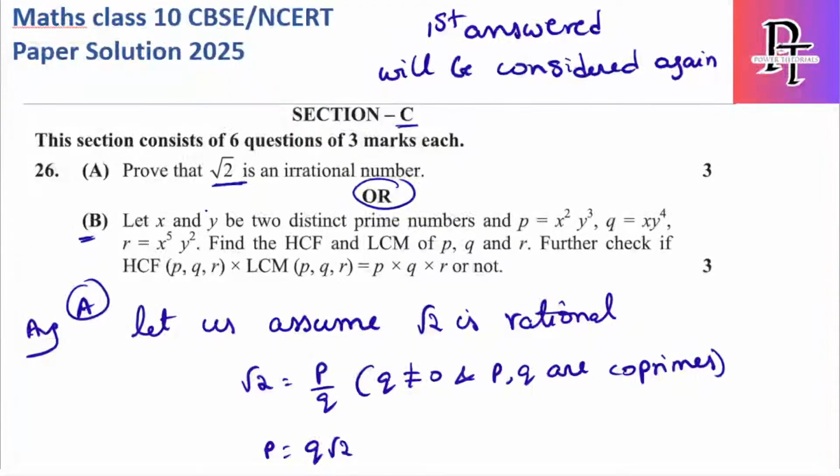So always answer whichever you feel more confident about. If you want to solve the other part, you can leave some gap in the answer sheet and go for the next question. If you have time, you can solve the B part, but always remember, whichever you feel confident about, answer that first, because the first answer will be considered for marks. Okay, let's see the B part now.